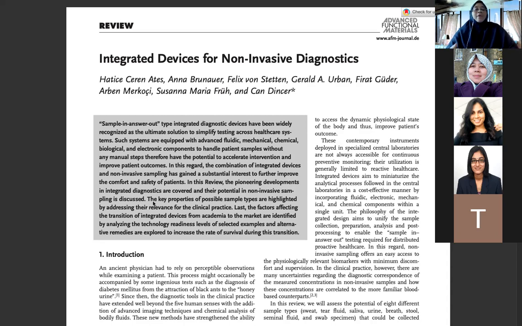So we should be able to find this information from this paper. So the key properties of possible sample types are highlighted by addressing their relevance, and so on. Last, the factors affected. Okay, this is also what should be expected inside the review published here.